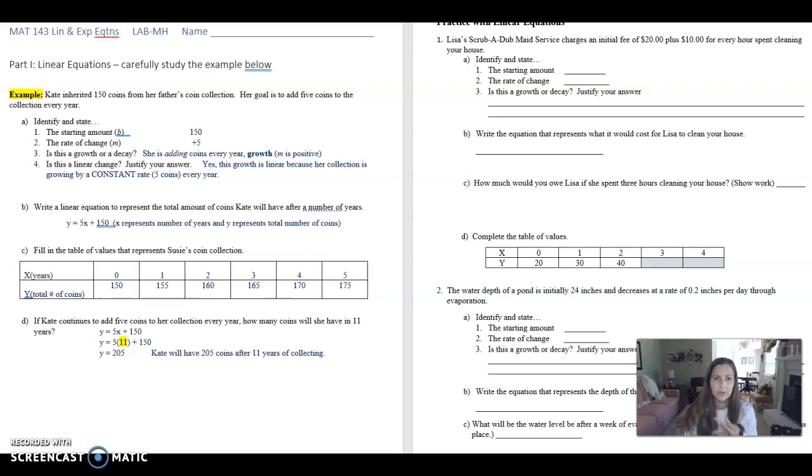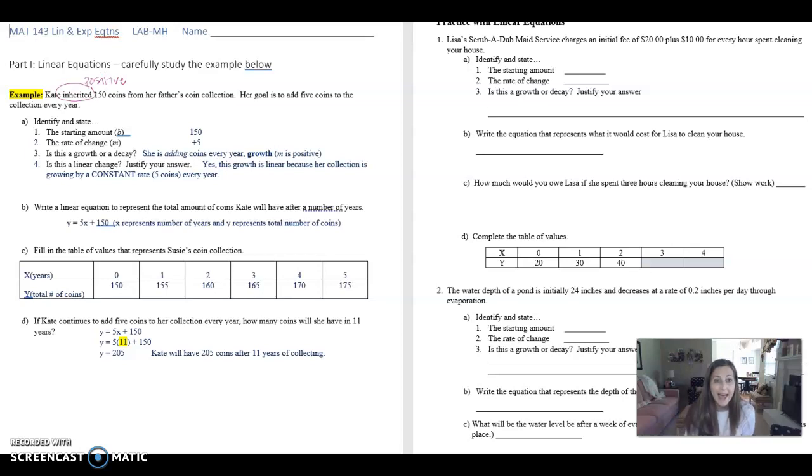This is just an example, a linear example already worked out. Katie inherited 150 coins from her father. Okay, you have to read. That's why, again, this class is quantitative literacy. We're reading math. Inherited is a positive number. Okay, that means somebody gave you something. So this 150 is going to be a positive 150.